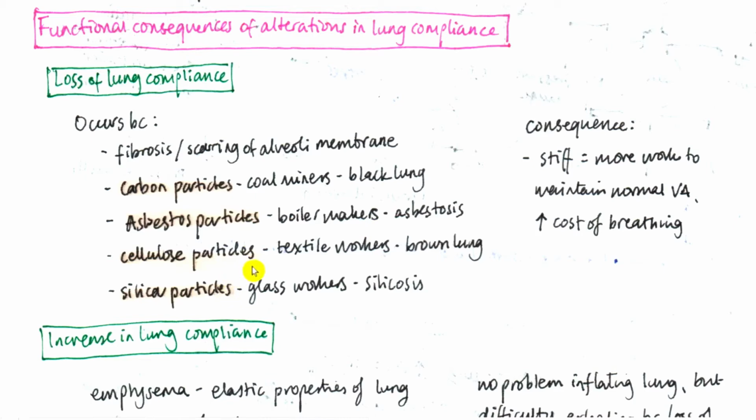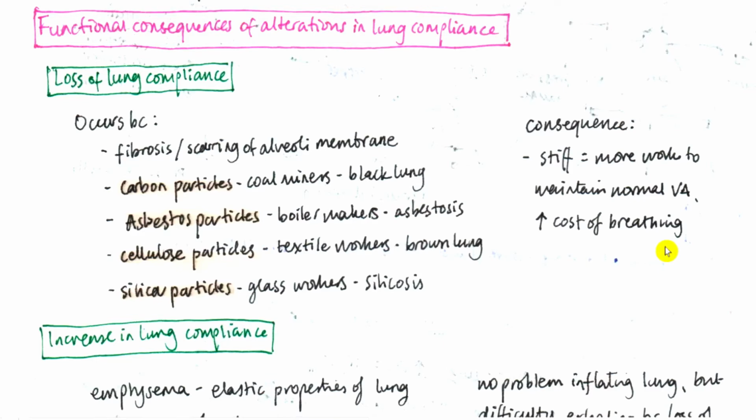Cellulose particles can also damage the lungs and decrease their compliance, so textile workers are in danger of this, and this is something called brown lung. Silica particles endanger gas workers, and silicosis is what they cause. So as a consequence, the lung becomes more stiff, it requires more work to maintain the normal alveolar ventilation, and increases the cost of breathing, so you have to inhale harder to breathe.